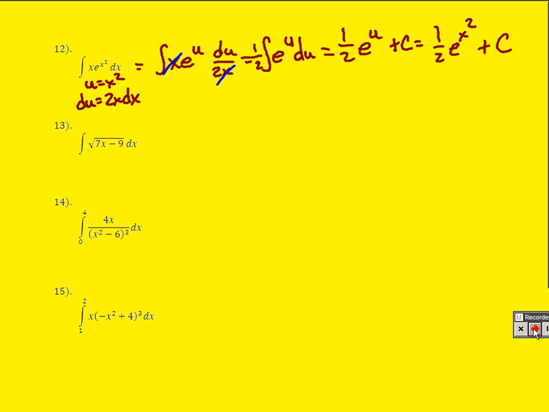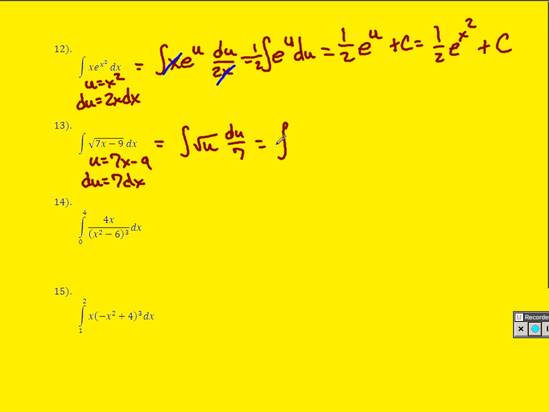Alright, next one, 13. It's going to be pretty simple what we're going to have to make u as. It's going to be our inside function, 7x minus 9. du here, well, derivative of that, pretty simple. Just 7 times dx. So this is going to be a very basic one. I'm now going to have the square root of u. dx is now du over 7.